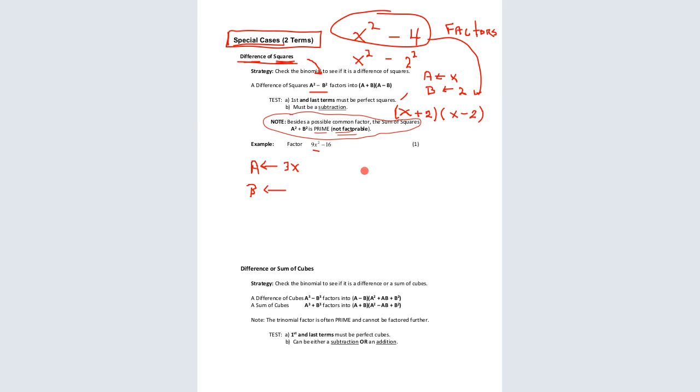What times what gives you this? 8 times 8 is 64. That's not right. Nope. 8 times 8 is 64. Now it has to multiply. Remember, something times itself. 8 times 8 is not it. It's 4. 4 times 4 is 16.